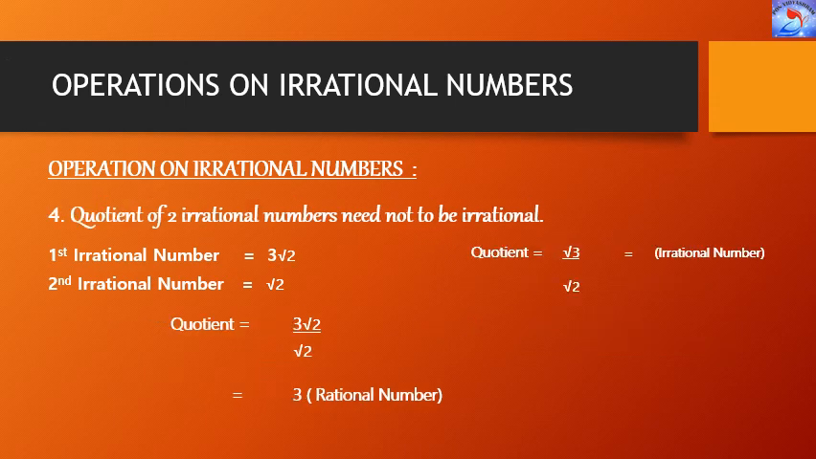Fourth, the quotient of two irrational numbers need not be irrational. For that, just see these two examples. Divide an irrational number 3 root 2 by root 2, which gives a result of 3, which is a rational number. In the second one, dividing the irrational number root 3 by root 2 gives an irrational number. Hence, we can conclude that the quotient of two irrational numbers may or may not be irrational.